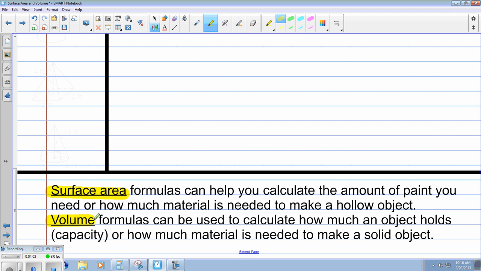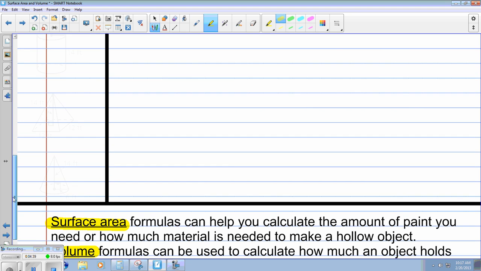Volume formulas can be used to calculate how much an object holds. Another word for that is capacity, or how much material is needed to make a solid object. If you're going to make something that is completely filled in, then you would have to have material for all of that. So that's the difference between surface area and volume. Sometimes they'll specifically tell you surface area or volume. That makes it a lot easier. Sometimes you have to kind of figure out, what do I need to find here? Am I looking for the surface area or am I looking for the volume? So this summary can give you a couple more clues.